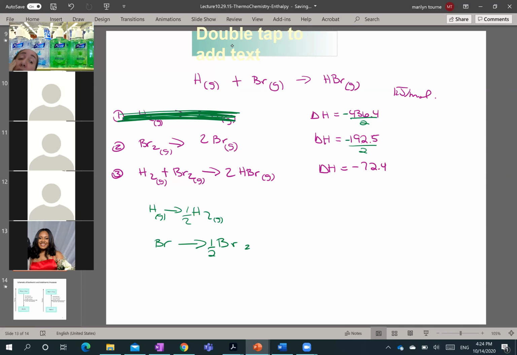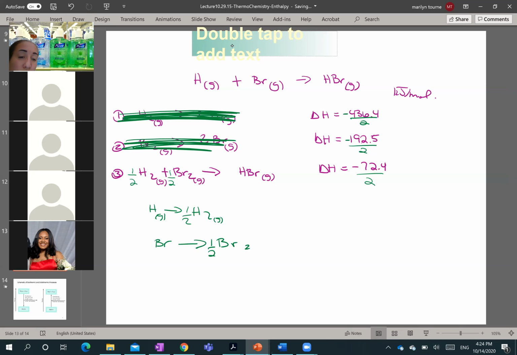Okay. What about the last one? The last one, yeah. All I did was divide it by 2. Okay, so you divide everybody by 2. So 1/2, divide by 2. I'm just gonna take that off, and now it's 1. So what do we do to the delta H? You divide it by 2.